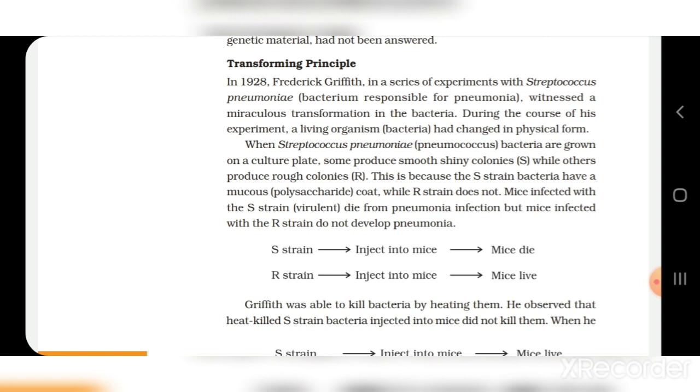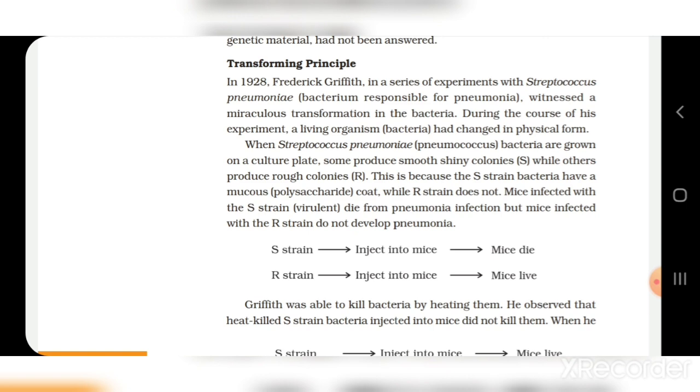The S strain is usually virulent. That means the smooth colonies have the capacity to cause pneumonia in organisms when injected. And they had a smooth gummy polysaccharide coating, which were called capsulated, and this coating protected the bacteria from the host's defense mechanism.